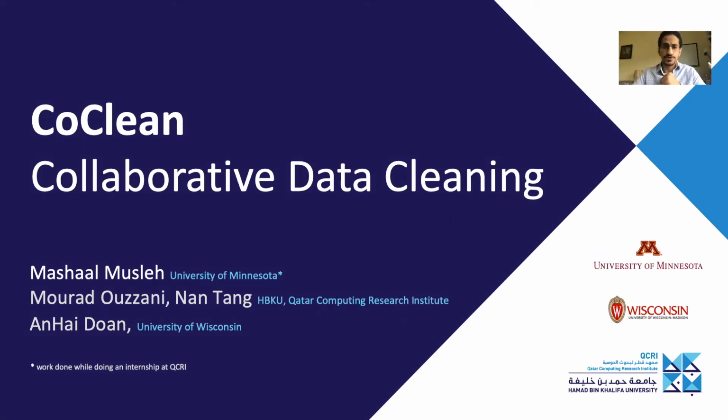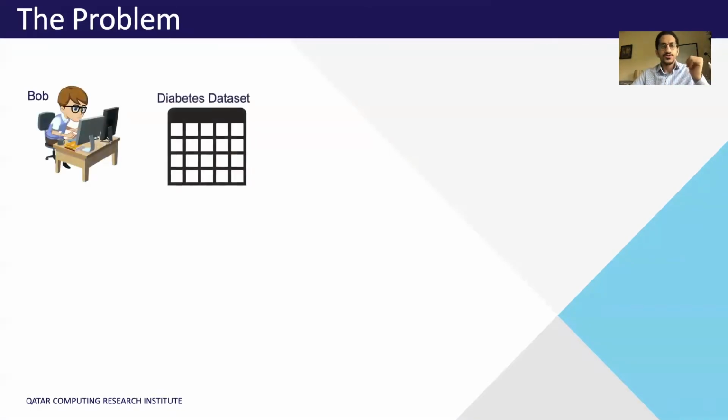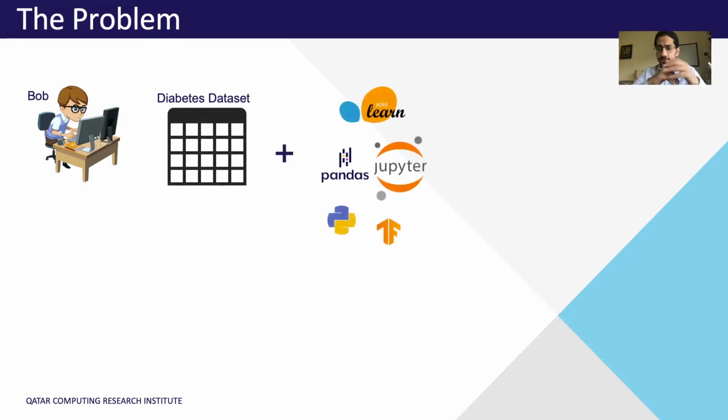So let's get started. At the beginning, let's understand what the problem is. We have Bob, who is a data scientist working on a diabetes data set. He is developing a prediction model and therefore is using a variety of tools such as Python, Pandas data frames, Jupyter Notebooks, and many other tools that are commonly used in practice by data scientists. So he has his working environment and workflow.